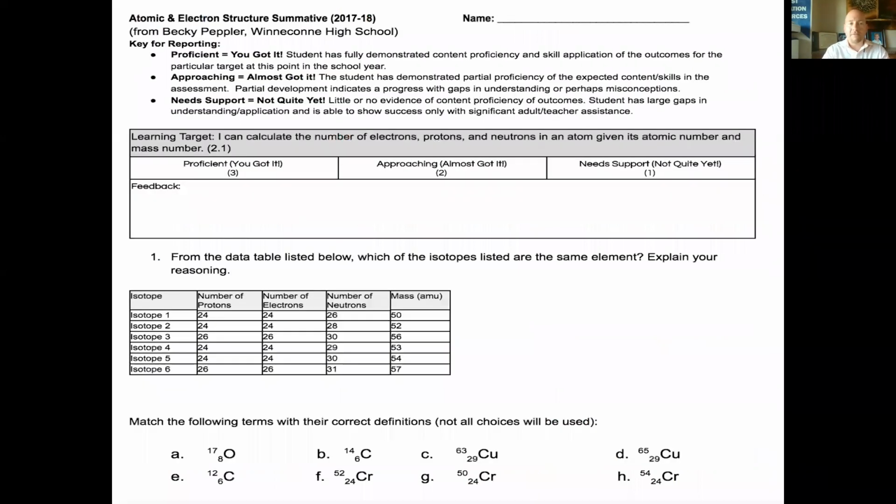So an example that we have in here is from Becky Pepler from Winneconne High School. As you can see, she has the target listed: I can calculate the number of electrons, protons, and neutrons in an atom, given its atomic number and mass number. Then you can see where there's the opportunity to give a score of 3, 2, or 1, and the feedback.